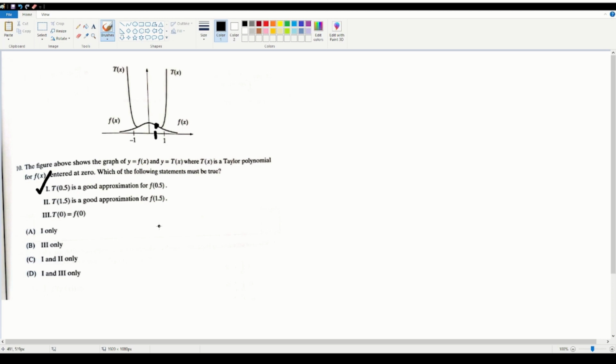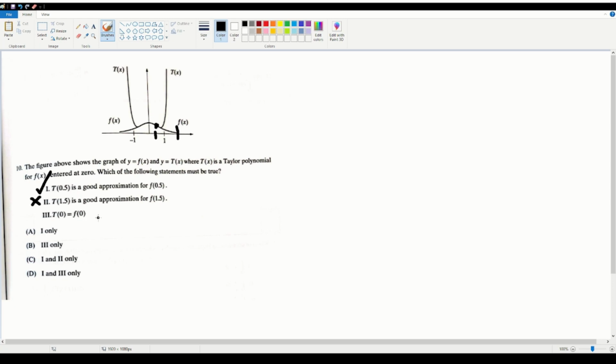Statement 2. T of 1.5 is a good approximation for f of 1.5. Now you can see at around x equals 1, t of x splits off from f of x, and if we find the rough estimate for 1.5, we can see that they're very far apart from each other, so t of 1.5 would not be a good approximation.